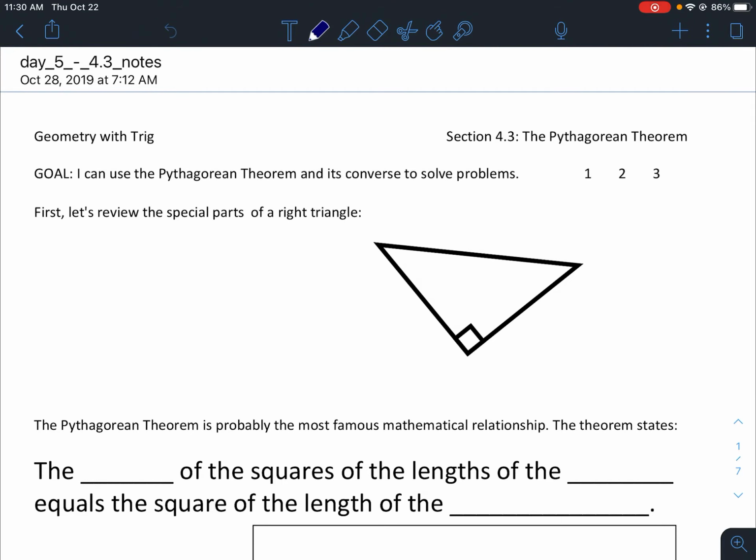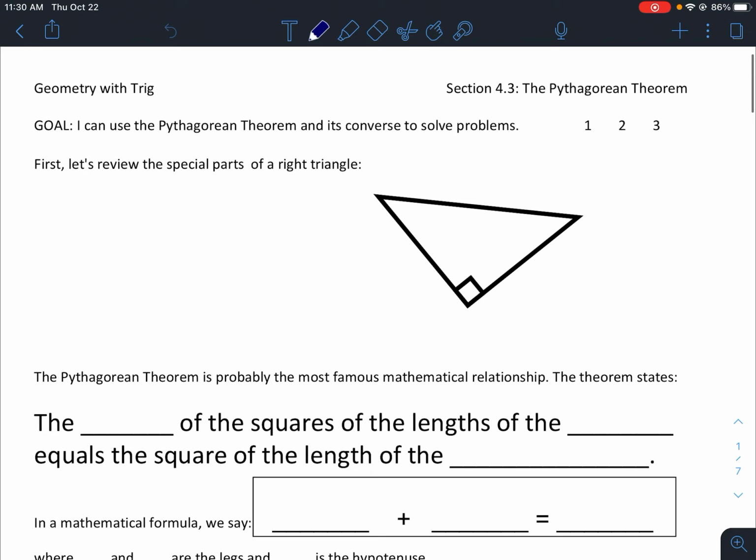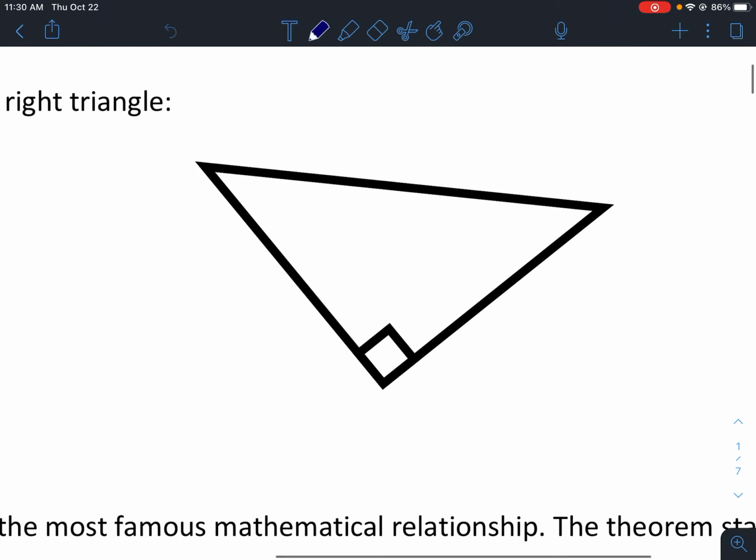Next section, 4.3, is called the Pythagorean theorem. The Pythagorean theorem has to do with the side lengths of a right triangle. Before we do anything with it, let's review the special parts of a right triangle.